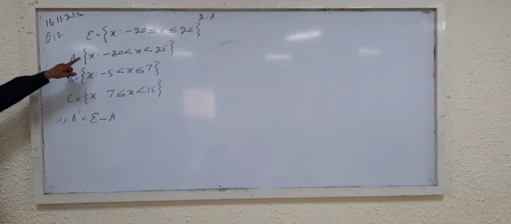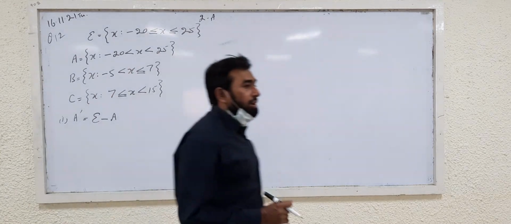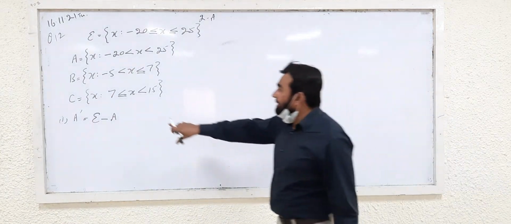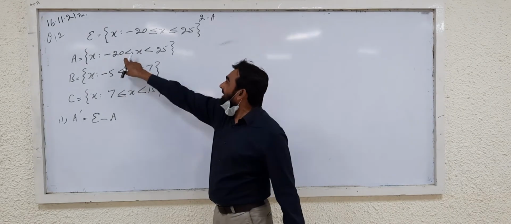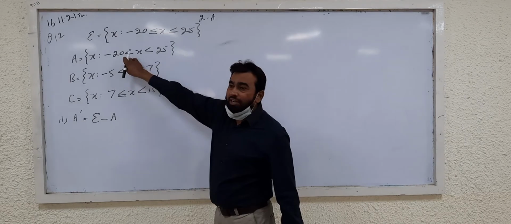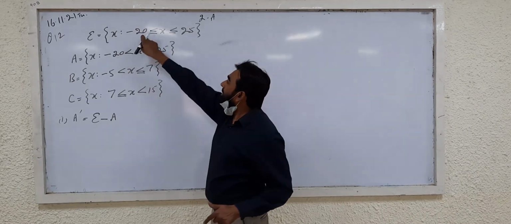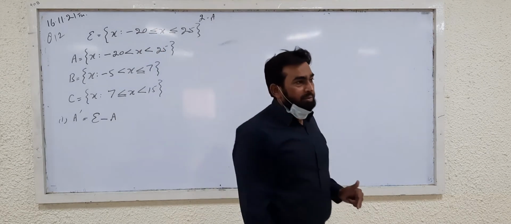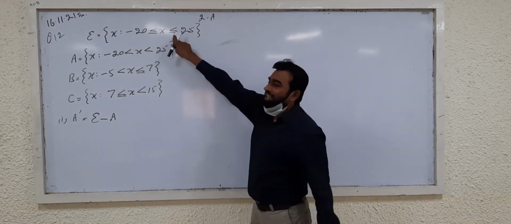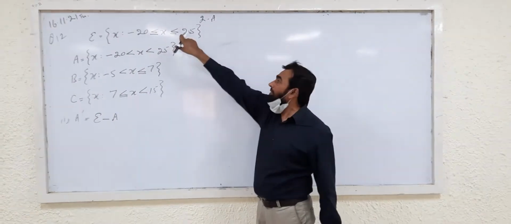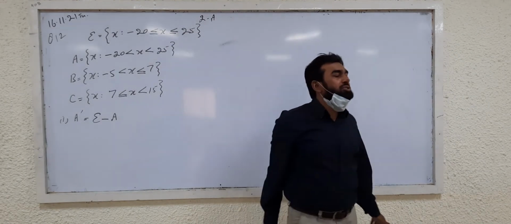Will it be an empty set? Yes, because you can see that here, the minus 20 in A is not included because the equality sign is not here. In A, the equality sign is not here. It means minus 20 is not in A, but minus 20 is there in the universal set because the equality sign is there. Clear? In the same way, the equality sign is here in the universal set. It means 25 is included in the universal set, but 25 is not included here in set A.